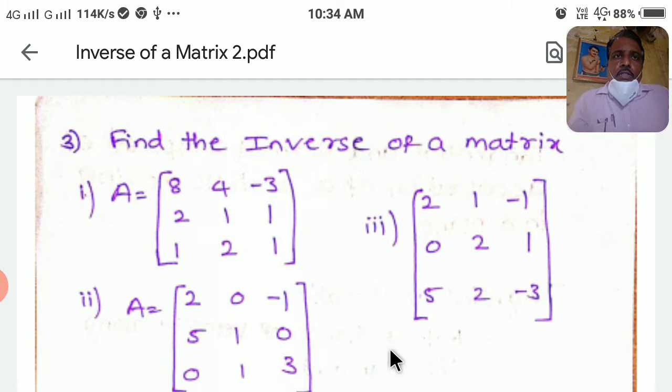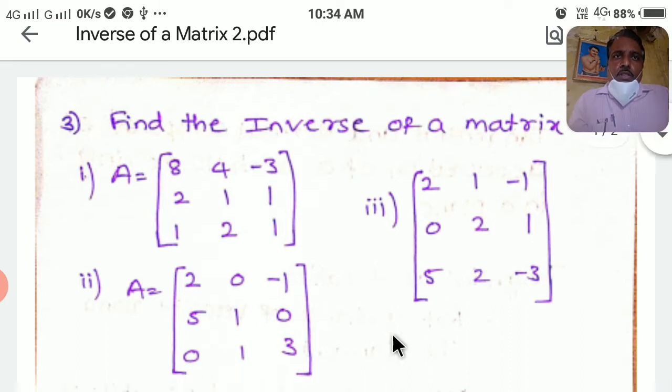So, today we solve some more problems on finding the inverse of a matrix. Okay, so here the problem is to find the inverse of a matrix. The first one, A is 8 4 minus 3, 2 1 1, 1 2 1. Second one is A is equal to 2 0 minus 1, 5 1 0, then 0 1 3. Third one 2 1 minus 1, 0 2 1, 5 2 minus 3.